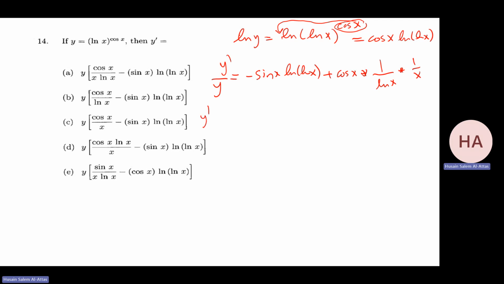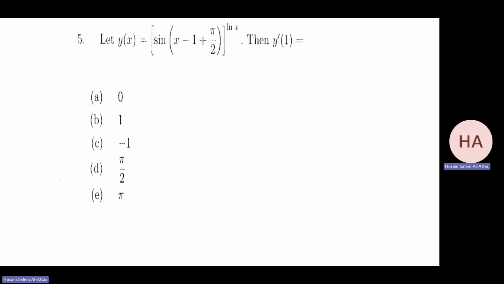So y prime will be y times what? You put it in the beginning: cosine x over x ln x minus sine x ln of ln x, which is this one. Okay.